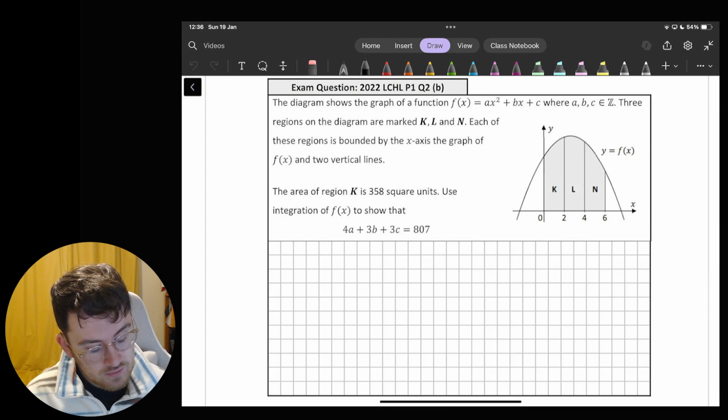The diagram shows the graph of a function f of x equals ax squared plus bx plus c. 3 regions on the diagram are marked k, l, and n.